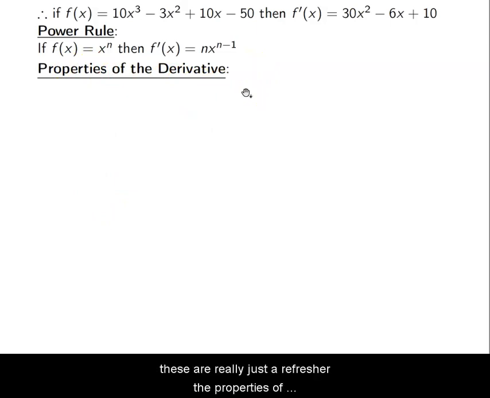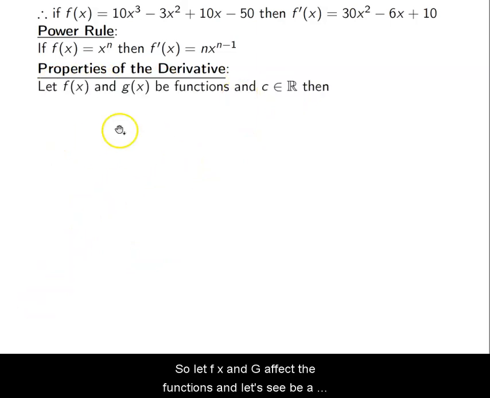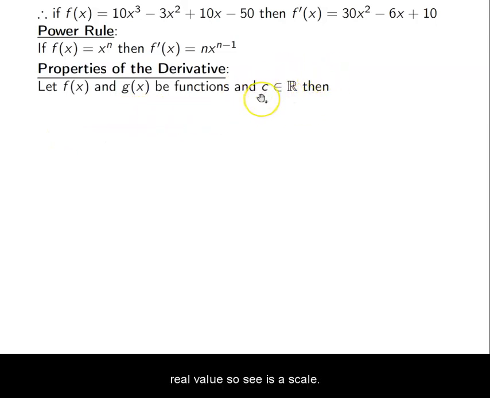So these are really just a refresher of the properties of limits, because again, the derivative is a limit. So all the rules that we have for limits apply to derivatives. So these properties of derivatives are really just properties of limits. Okay, so let f of x and g of x be functions, and let c be a real value. So c is a scalar.